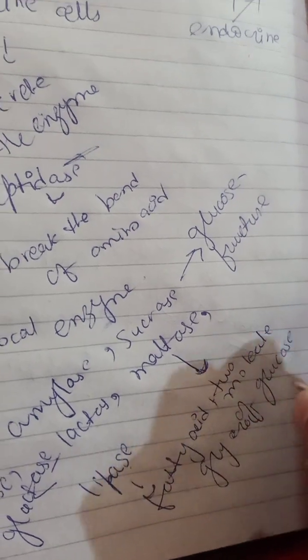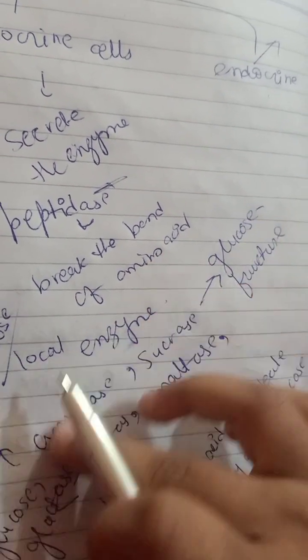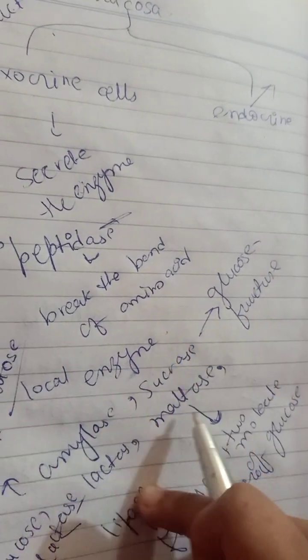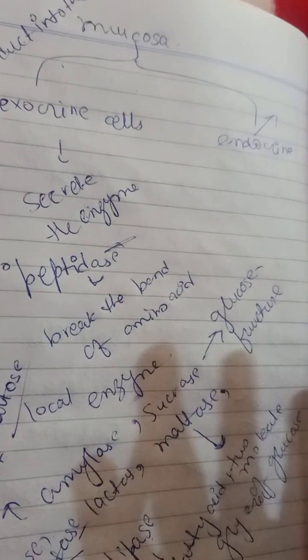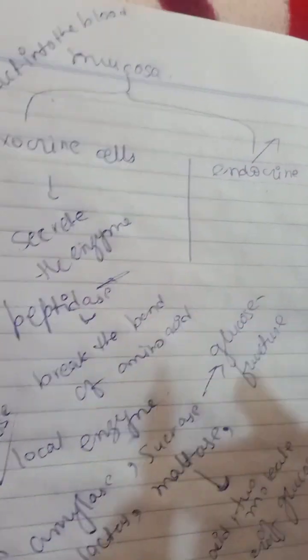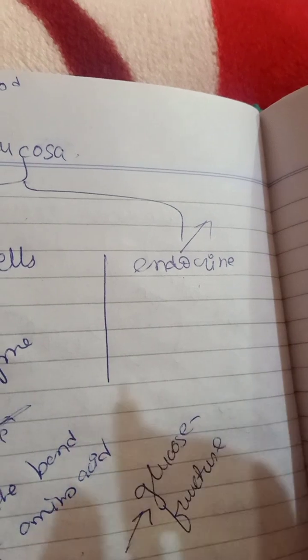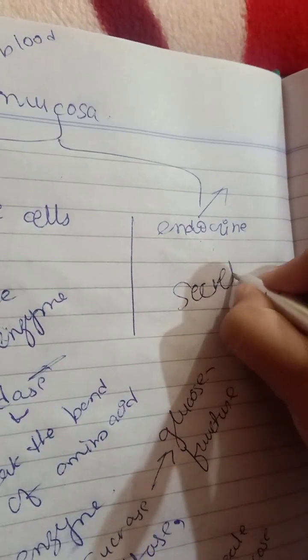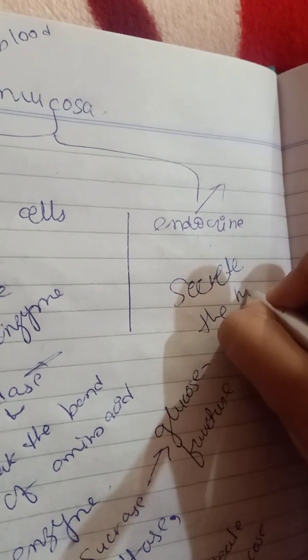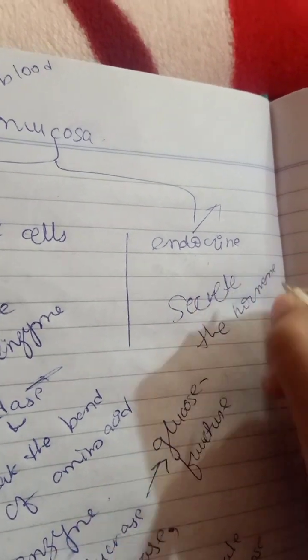Okay, in the biomolecules chapter we have discussed all these. So these are the local enzymes which are present in the layer of the mucosa. Now if you're talking about the endocrine, endocrine cells basically secrete the hormones. These secrete the enzyme, these secrete the hormone.